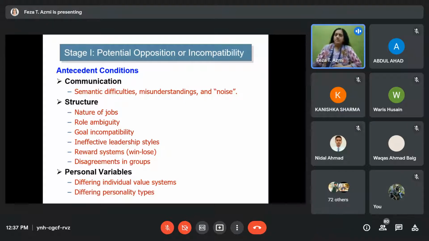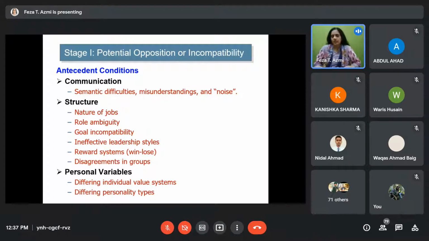Now, this noise is used in a certain different sense also. Noise is anything which will disrupt communication. So any barrier, not just literal noise, but any barrier that disrupts communication will be seen as noise. Any kind of barrier in communication, any kind of misunderstandings, any kind of semantic difficulties.